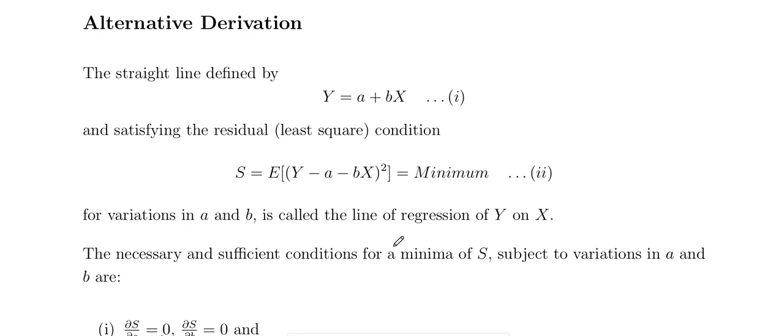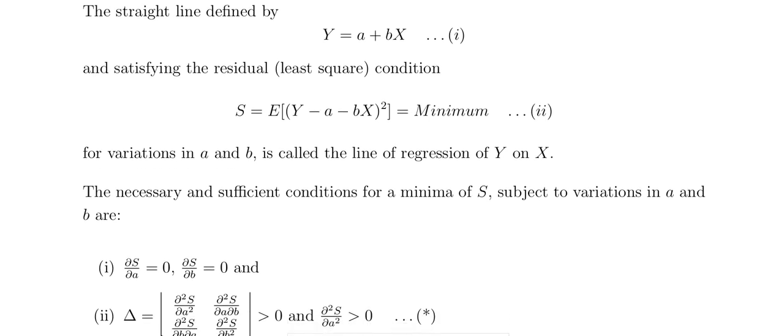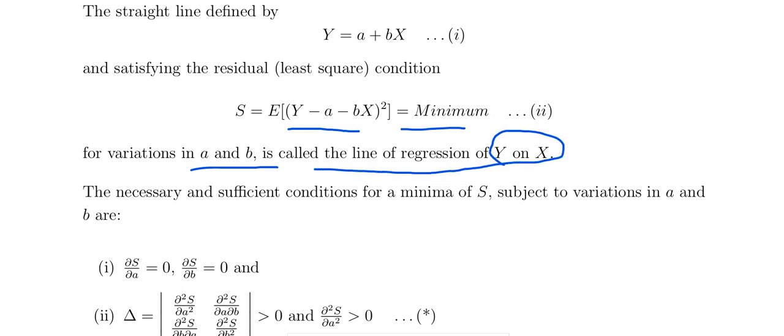Now another derivation. A straight line is defined as y equal to a plus bx satisfying the residual condition, that is least squares: S equal to the expectation of (y minus a minus bx) whole square, minimized with variation in a and b. That is called the line of regression of y on x. I can't say whether they will ask this advanced level. So that is another form of the regression equation.